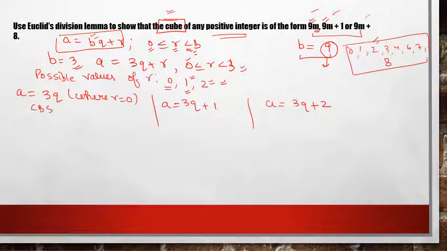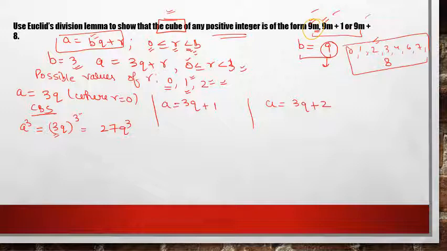Now because you have to find out the cube, so you have to do cubing both sides. Okay. If you do so, a cube will become 3q whole cube. Now you know 3 times 3 is 9. Then again 9 times 3 is 27 q cube. But what you have to make is this 9m, right?